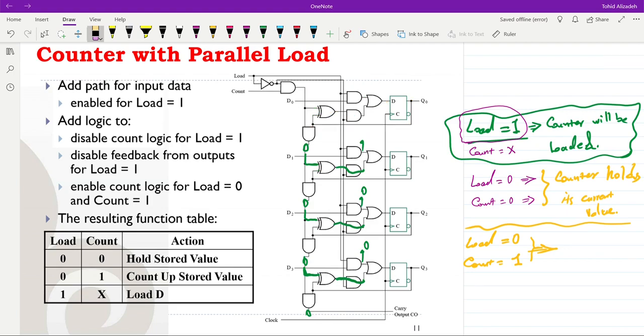Let me just get rid of all this again. Alright, so we have load equal to 0, count equal to 1. We have 0 here, count is equal to 1, therefore we will have 1 here. The output of this AND gate will be equal to 1. We have 0 here and 1 here. So the output of all the first AND gates for each stage will be equal to 0. One input to the second AND gates will be equal to 1. And as a result, their output will be the output that they get from the XORs. So we will have this kind of signal passing.